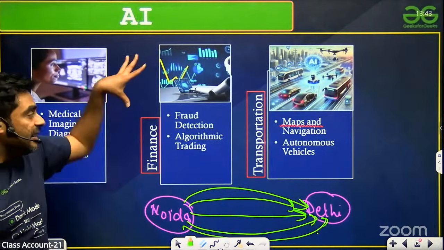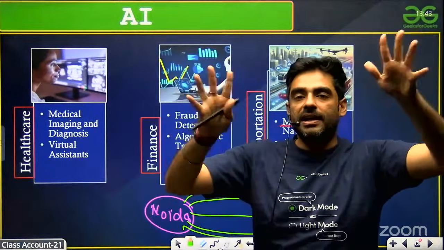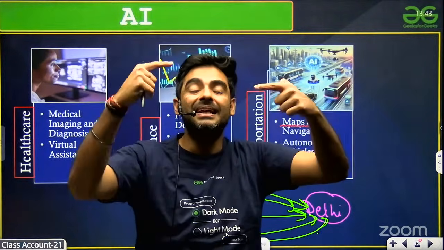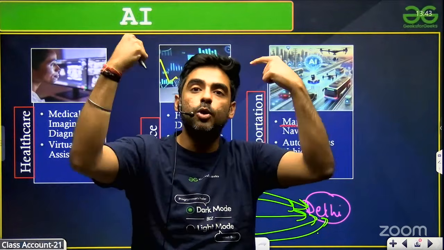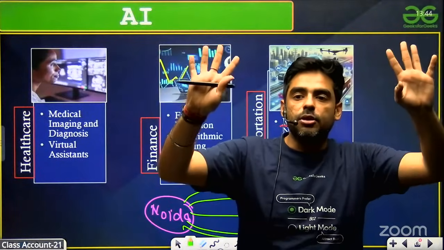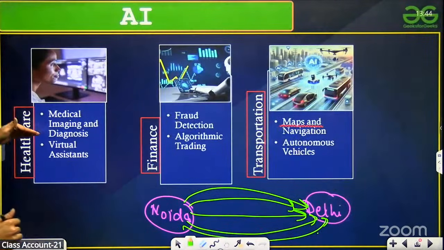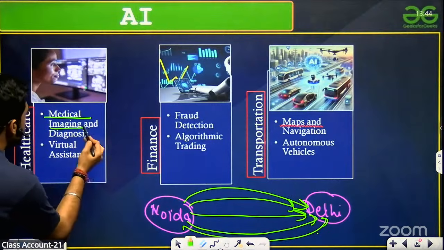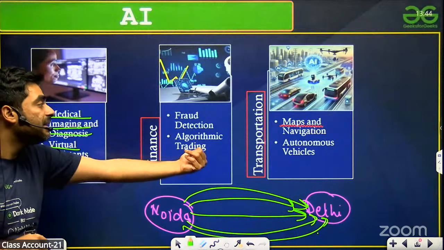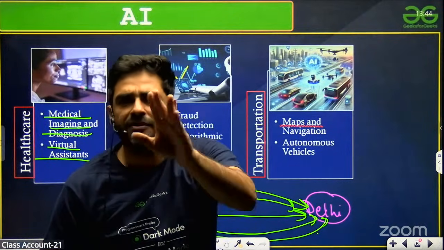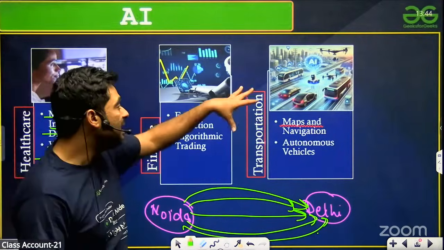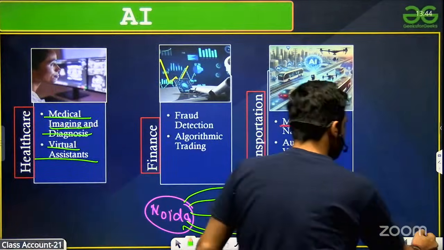So artificial intelligence is a very broad term that mimics the mental activity that we do, to perform any number of events in any industry. Like you saw in healthcare, medical imaging and diagnosis, virtual assistance; in finance, fraud detection, algorithmic trading; maps. I think everyone must have used Google Maps. It is a very well versed example using which you can get the essence of the word artificial intelligence.